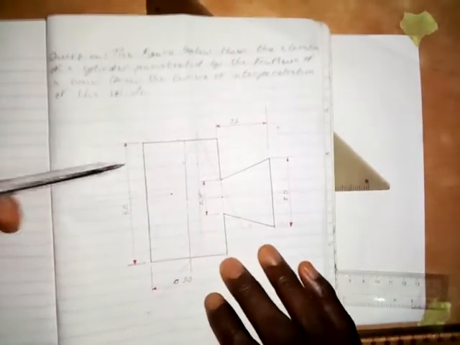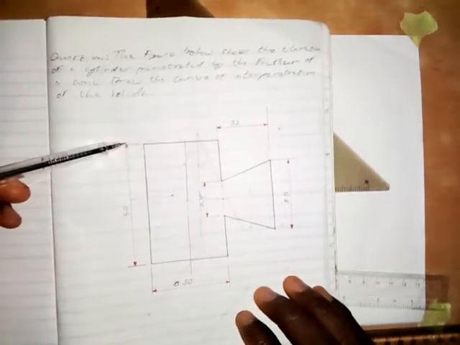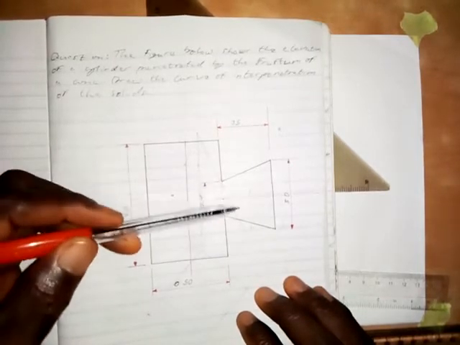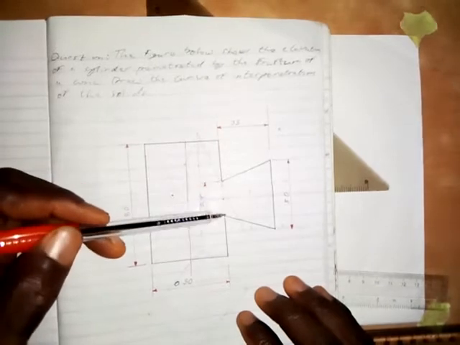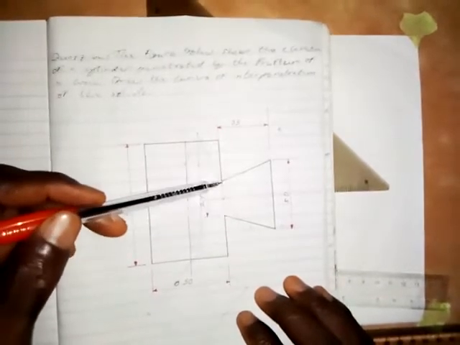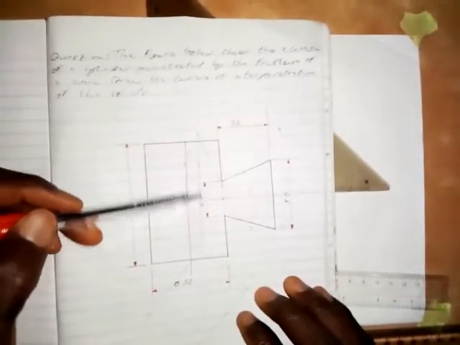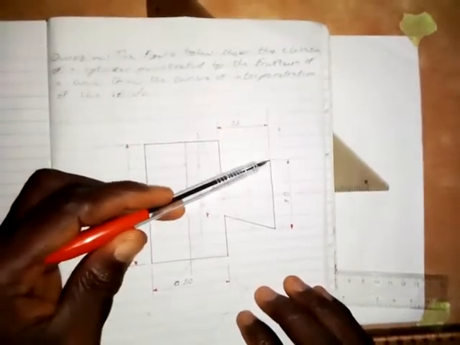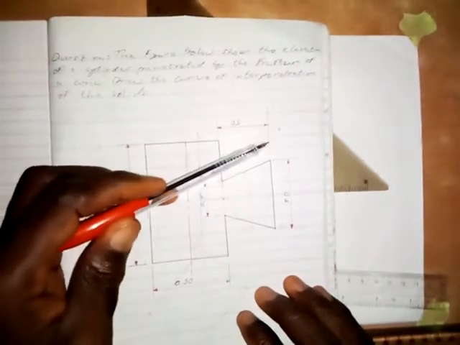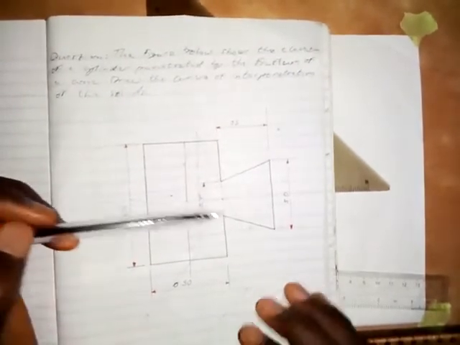Now, looking at what we have here, the height of the cylinder is 80 millimeters and diameter is 50 millimeters. Now, for the frustum of cone, the diameter of the smaller circular base of the frustum is 24 millimeters, while the diameter of the larger circular part is 50 millimeters, and the distance from here to here is 35 millimeters. So we are going to make use of this given information to answer the question, as we are asked to draw the curve of interpenetration of the solids.